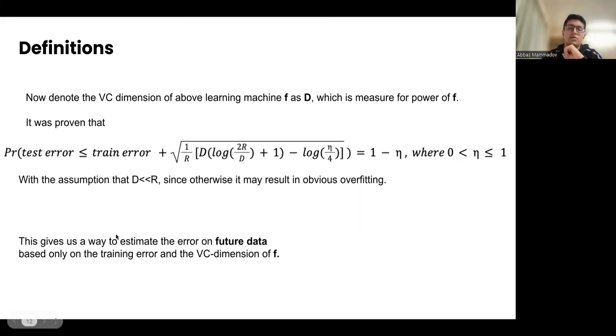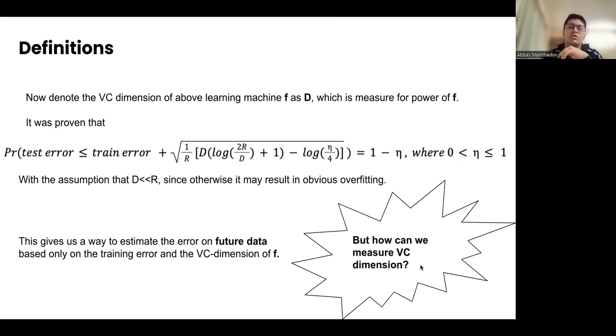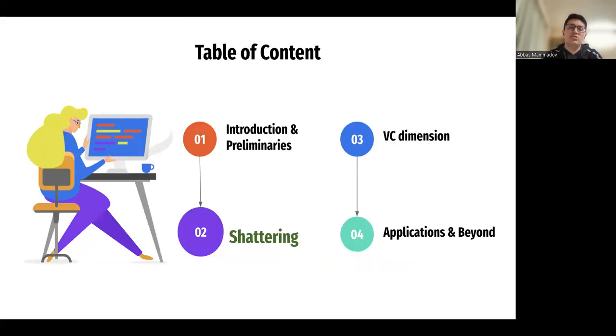And this gives us a way to estimate the error on future data, because we don't know what will happen in the future. But actually, this gives us some intuition that if the test data set is coming from the same distribution, then we can say something about the test error in the future, even though we haven't seen the data yet. And it will be based on only the training error and the VC dimension of F. Right, but there is just one problem: how we can define this D, the VC dimension. This is the main question: how we can define and how we can measure the VC dimension. That's why we should understand the VC dimension.